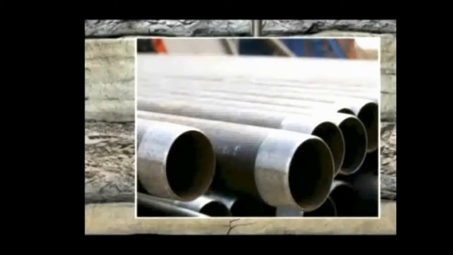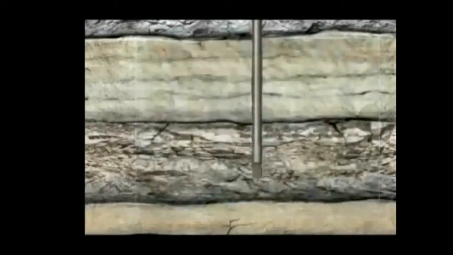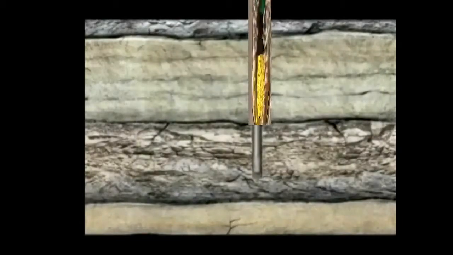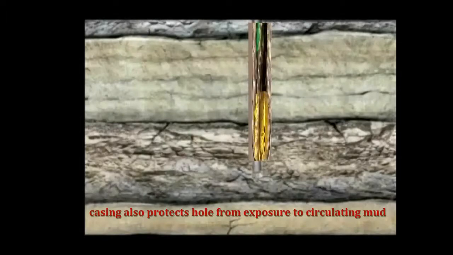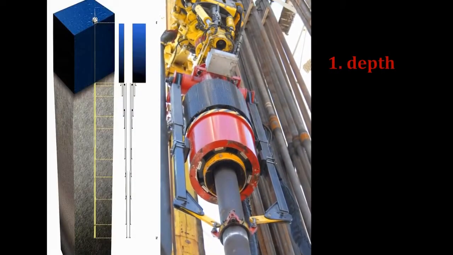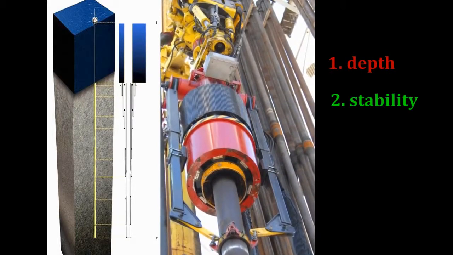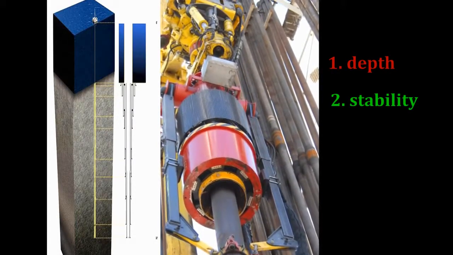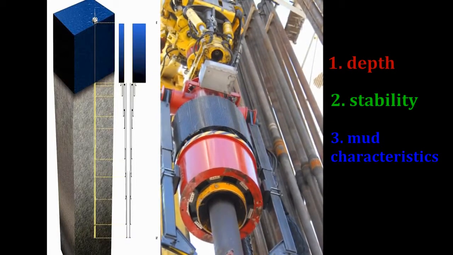Casing strings are run and cemented into place as the well is drilled deeper to protect the hole from further exposure to the circulating mud. The exact number of strings depends on the depth of the well, the relative stability of the formations being penetrated, and the characteristics of the drilling mud.